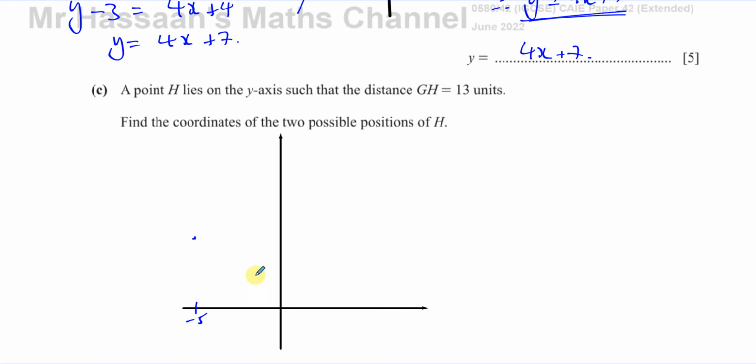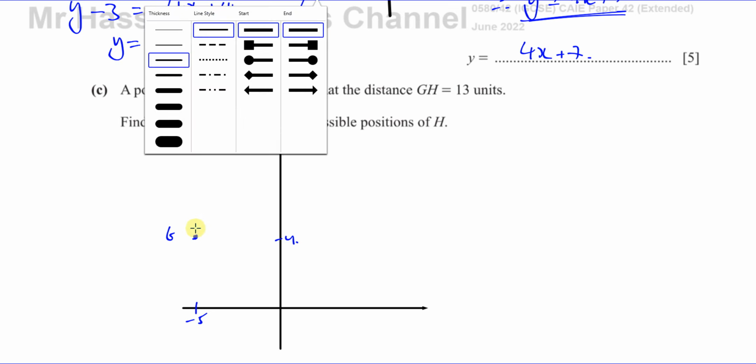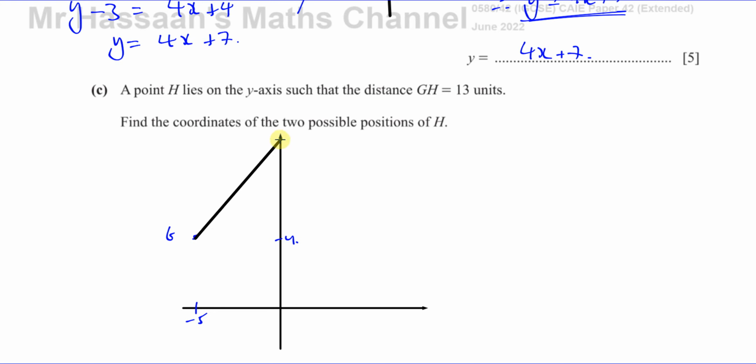So let's say minus 5 and 4. And H is going to be a point on the y-axis such that GH is 13 units. So let's make one of the possible positions up here somewhere, and the other possible position down here somewhere. Okay, so this is H, we can say H1 and H2.